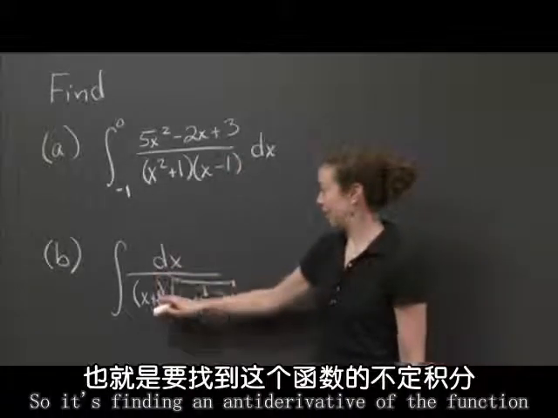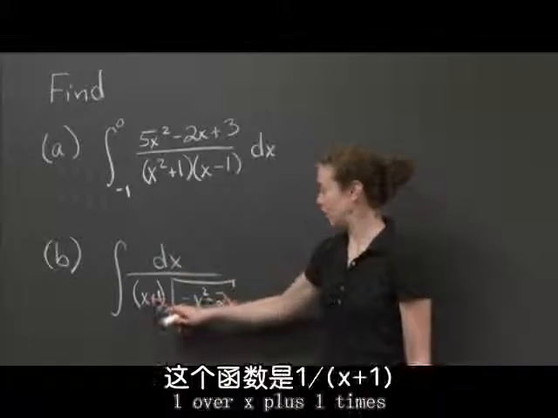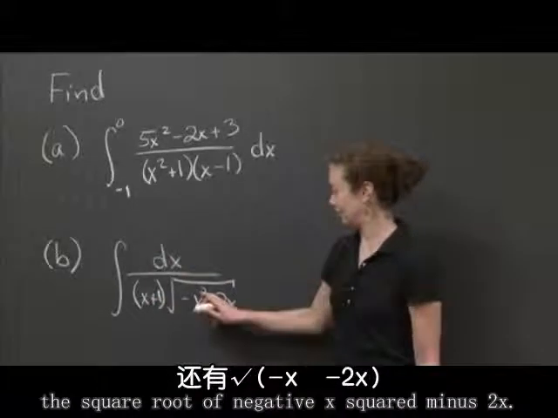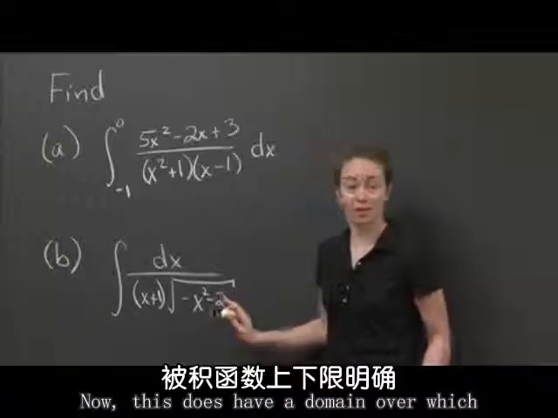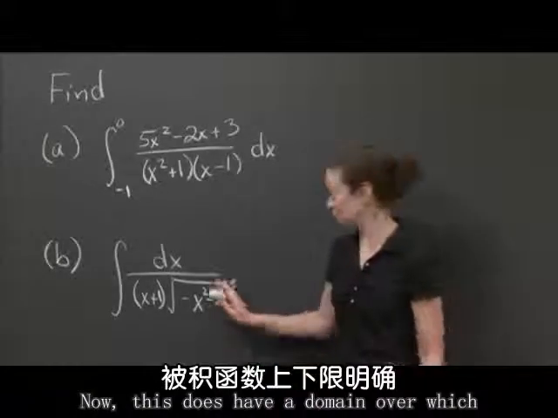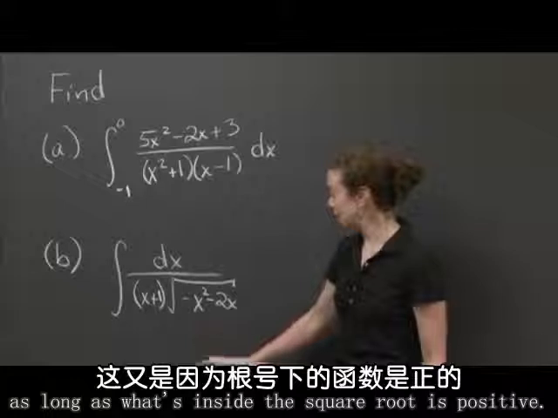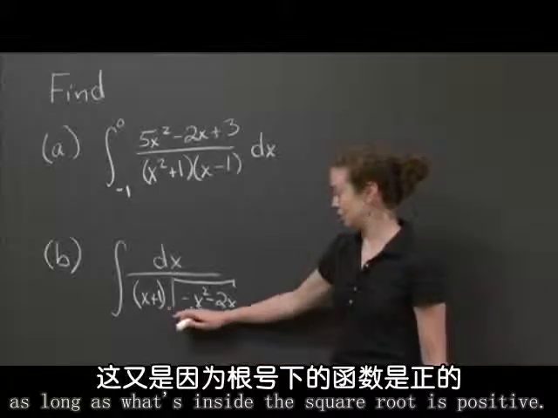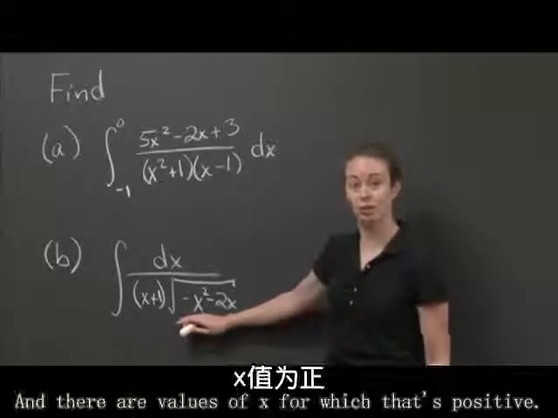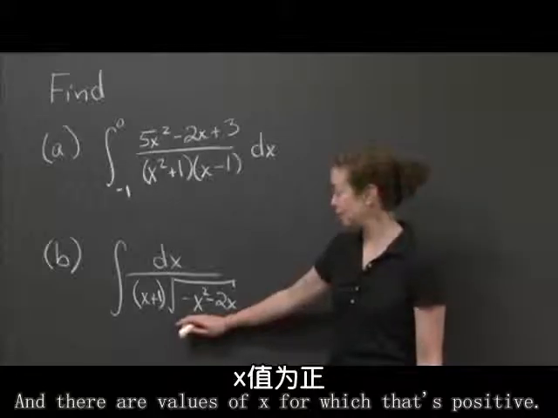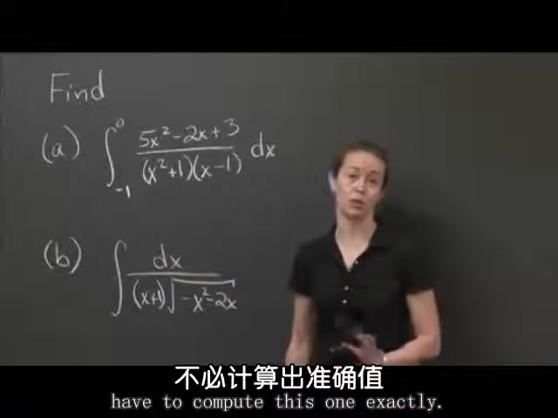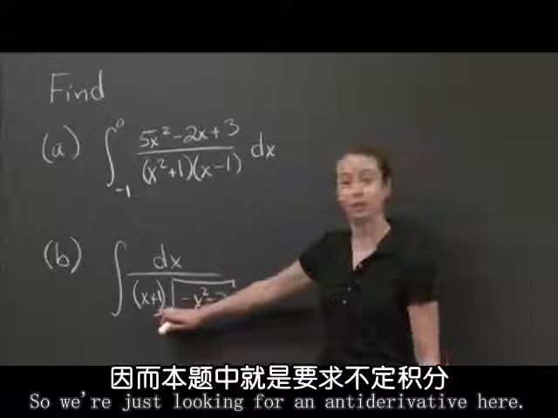So it's finding an antiderivative of the function 1 over x plus 1 times the square root of negative x squared minus 2x. Now this does have a domain over which this function is well defined, as long as what's inside the square root is positive. And there are values of x for which that's positive. I just didn't want us to have to compute this one exactly. So we're just looking for an antiderivative here.